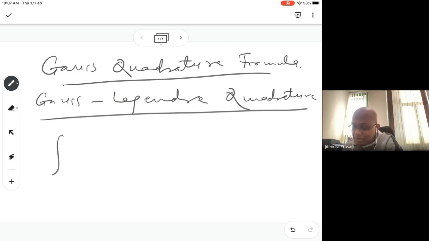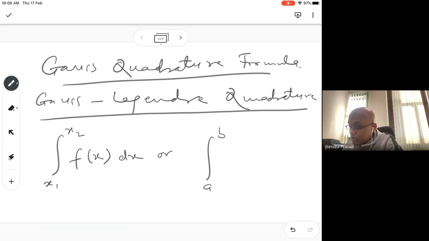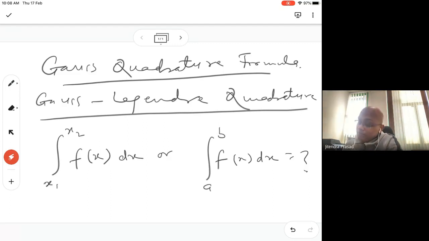We have from x1 to x2, and then we will have f(x) and then dx, right? Or let's say call it a to b, so it is better, f(x) dx. And this we have to find out, typically it will be something like this, right? And finally we should be able to integrate it. And how to go about it?